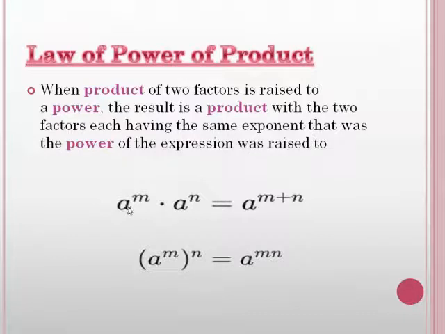Here is an example. If we have a variable a with the exponent m, multiplied with the same variable having the exponent n, when two variables are the same, it means their bases are the same, so we add their exponents. Just like that, these two variables are the same, which is a, and we add their exponents, m plus n. If we have a variable with the exponent m, raised again to the exponent n, we multiply these two exponents, so here we write mn. It means m is multiplied with n.